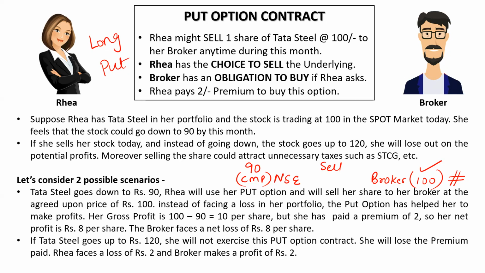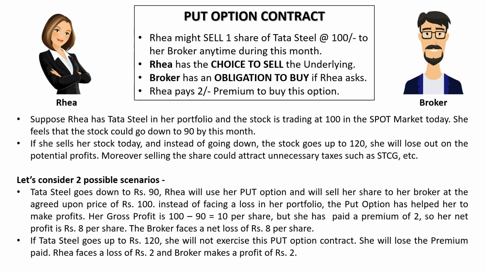Let's see another scenario. If Tata Steel goes up to 120, then she will be able to sell Tata Steel in the NSE for 120, or she can sell it to her broker at 100. So where will you want to sell? You will obviously want to sell it at the NSE, so you will not be utilizing the option contract.